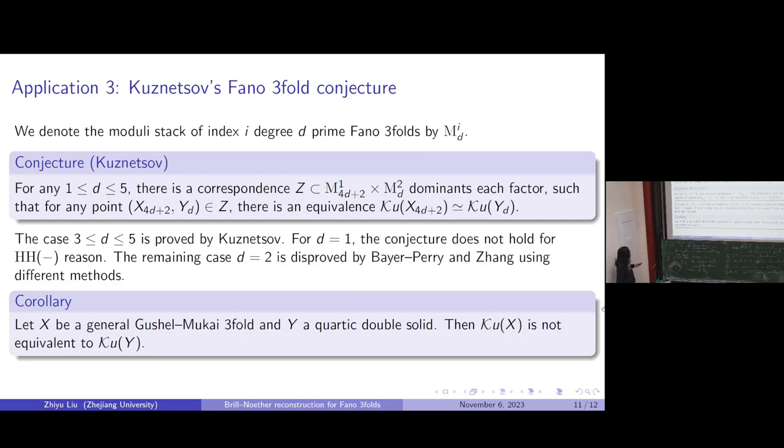The partial means that we only prove that Z cannot dominate the first factor, but we do not prove that it cannot dominate the second factor. Yeah, so this is a partial disproof. This is all I want to talk about. Thank you.